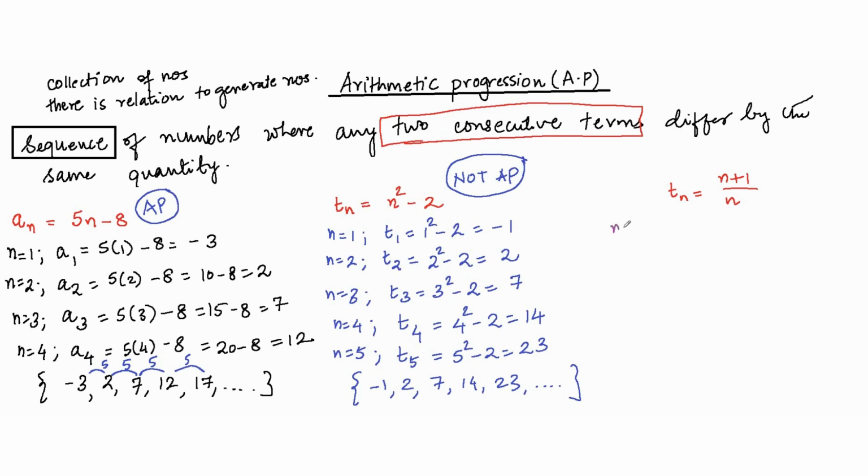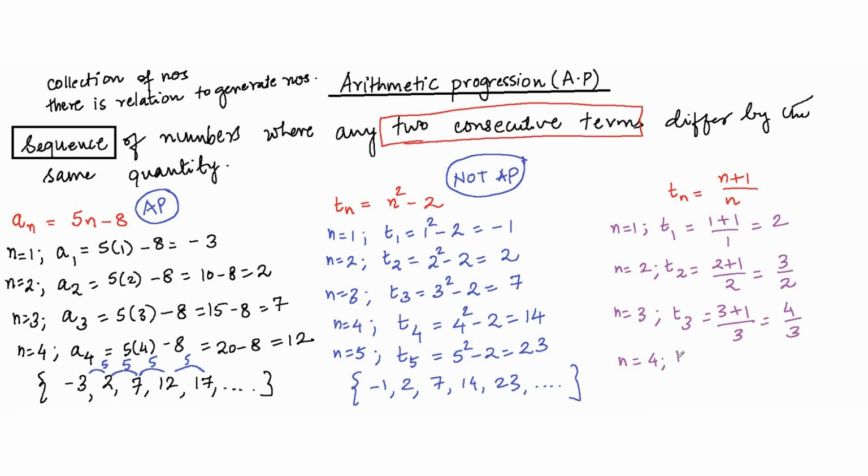So let us substitute n as 1. If you substitute n as 1, you get t1 is 1 plus 1 by 1, which is 2. If you substitute n as 2, t2 becomes 2 plus 1 divided by 2, that is equal to 3 by 2. If you substitute n as 3, then t3 becomes 3 plus 1 by 3, that is basically 4 by 3. If you substitute n as 4, t4 becomes 4 plus 1 by 4, which is basically 5 by 4. So the terms of the sequence are 2, 3 by 2, 4 by 3, 5 by 4 and so on.